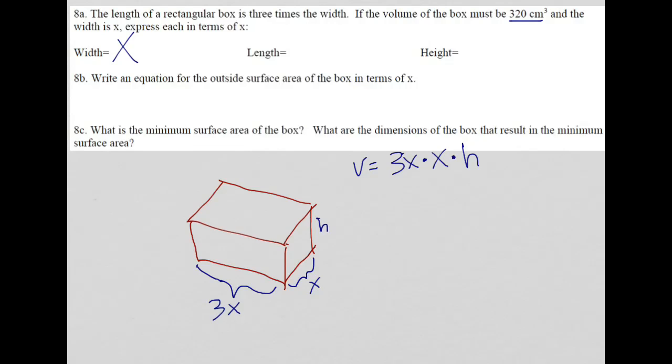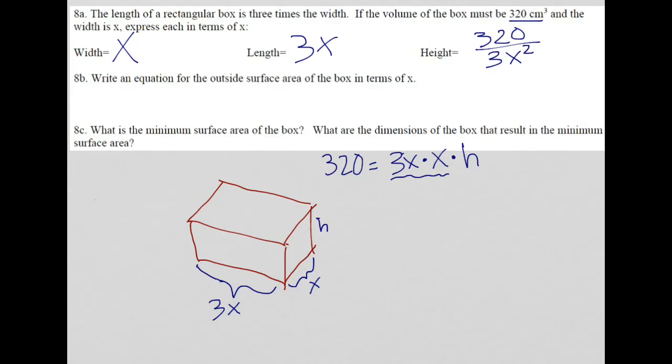But I know that the volume is fixed and has to be 320 centimeters cubed. So instead of writing a V there for volume as if it were unknown, I'm going to literally write 320 because that is a known value. So now I want to solve this equation for h because I want to write the height in terms of x. To do that, I need to divide both sides by 3x squared. So h is going to equal 320 divided by 3x squared. And again, my length was 3x. Cool with that? Cool. Let's go on.